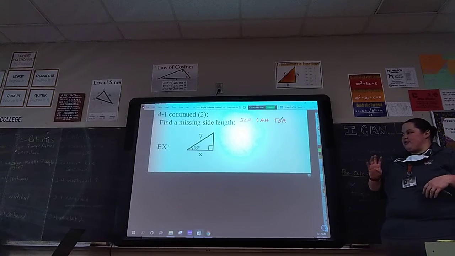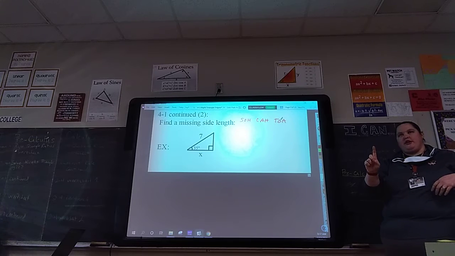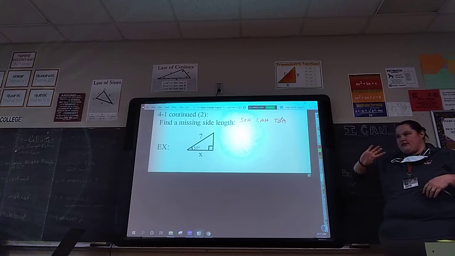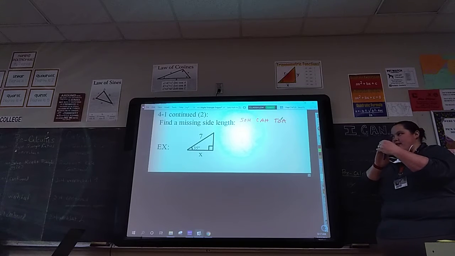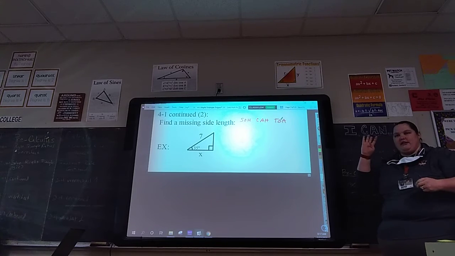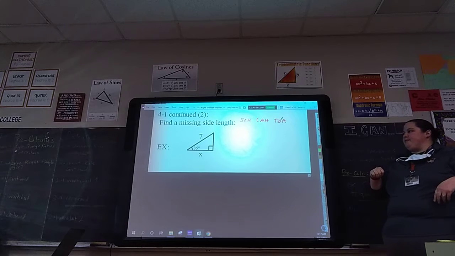Because like I said, with SOHCAHTOA, there's four main parts. You have the trig function that you're using, you have an angle, and you have two sides, okay? So what's going to happen is you're just going to be missing one of those sides, and since you know all the other parts for that ratio, we can use that to find the side that we need, okay?